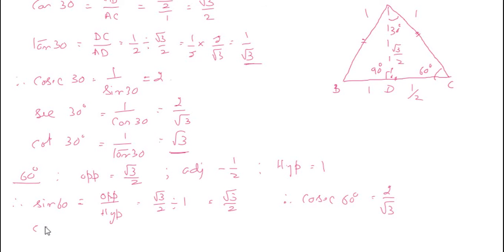Next cos 60 is adjacent side divided by hypotenuse. Adjacent is half divided by hypotenuse 1, so that is equal to half. Answer is half. Therefore secant 60 is equal to inverse of 1 by 2, that is 2.